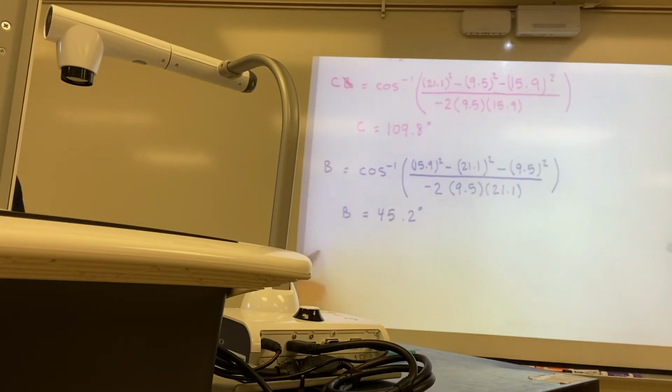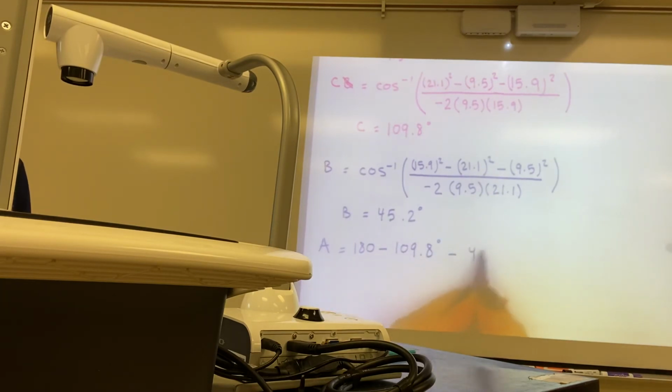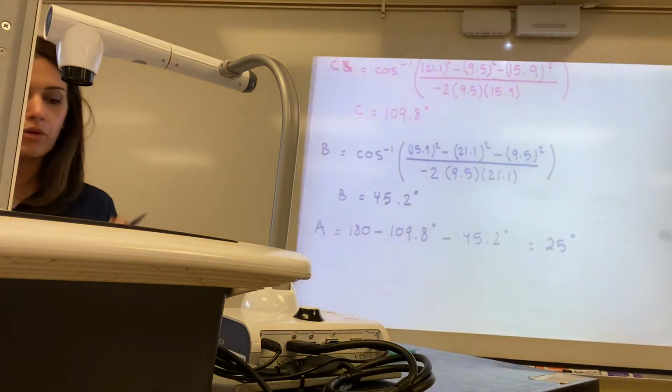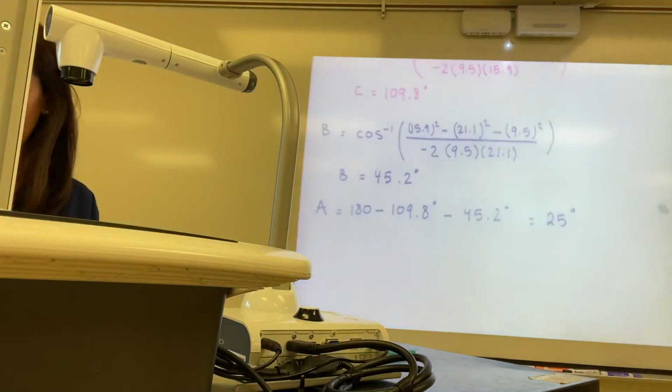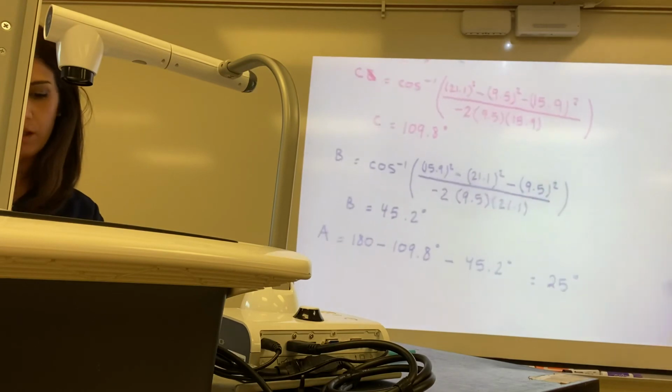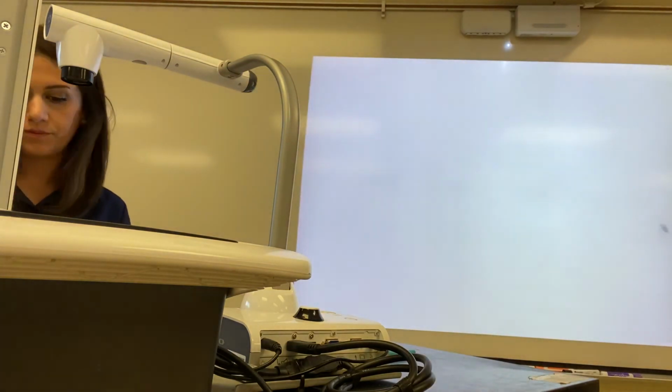Still need to find angle A. And remember, we'll say angle A is 180 minus these two angles, 109.8 minus 45.2 degrees. And this should be 25 degrees. That's it. I got all the angles. I know all the sides, so I solved this triangle. Okay, we'll look at one more example. We'll do example number 3.